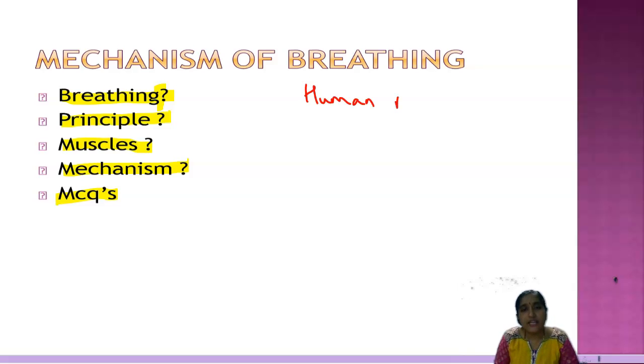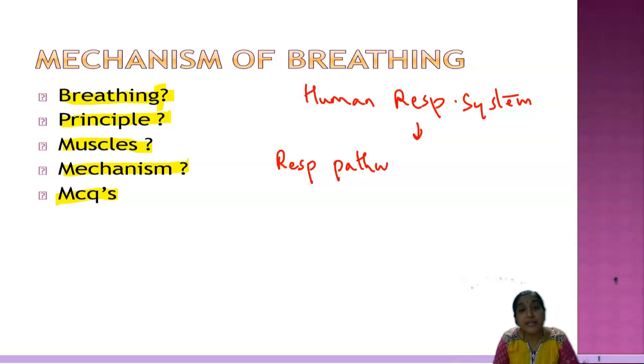Different organisms breathe in different ways. As we are discussing the human respiratory system, it mainly involves two components. What are the two components? They are the respiratory pathway, that is the respiratory passages, and the respiratory organs. Now, what are the respiratory organs in humans? They are your lungs.